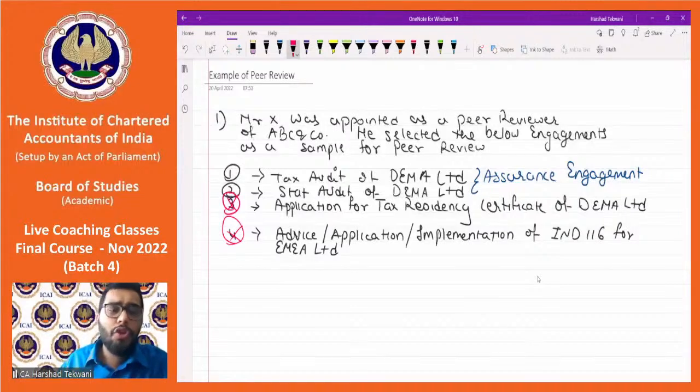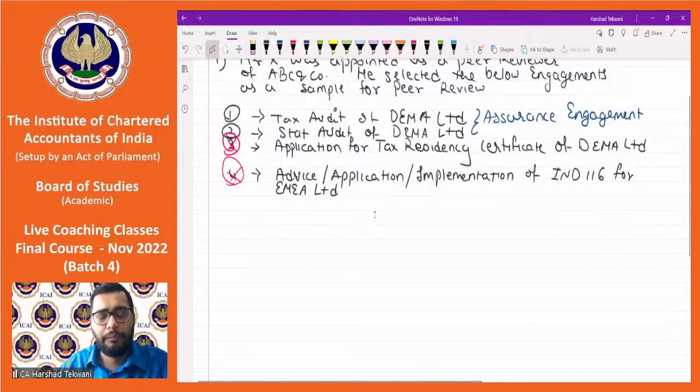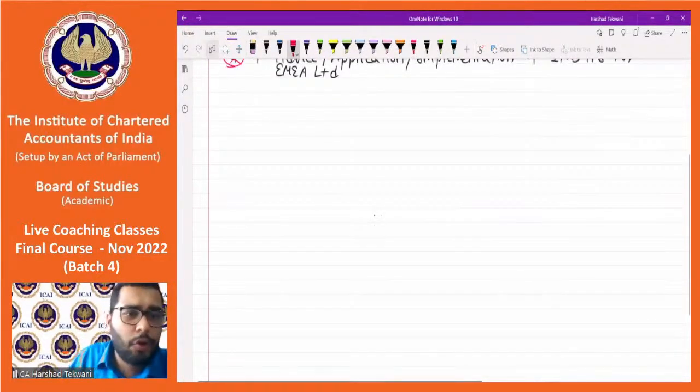Clear? So options 3 and 4 are not part of my assurance engagement, and hence they will not be covered for the peer review. Only 1 and 2 will be covered for the peer review. Okay. Another question.